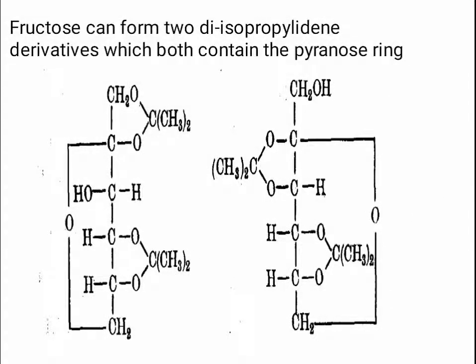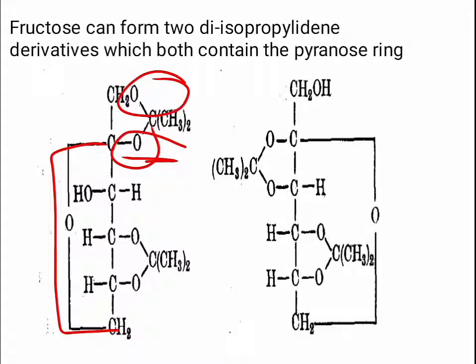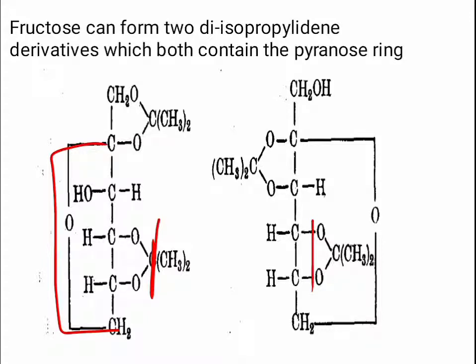Fructose can form two diisopropylidene derivatives which both contain the pyranose ring. So in case of fructose, there are two possibilities. In case of fructose, these were the C double bond O, right? So now if this OH attacks from the left, this OH will be on the right, and now this OH and this OH will make the derivative, and this is similar for both cases. This portion is the same. These two OH groups will form the derivative.